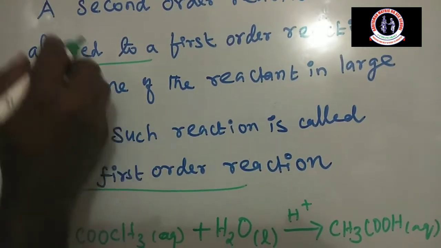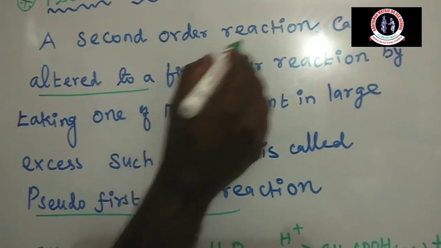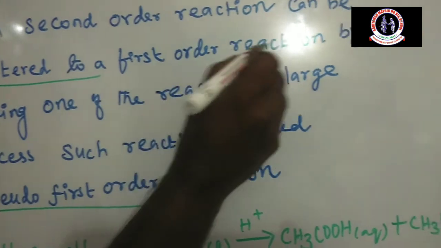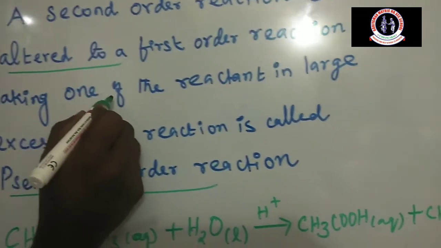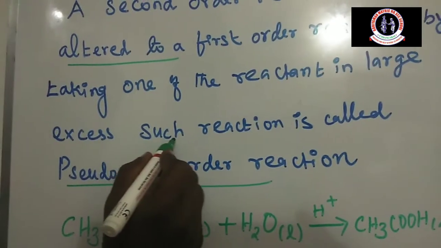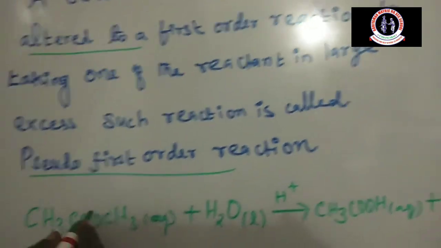Once again, a second order reaction can be altered to a first order reaction by taking one of the reactants in large excess. Such a reaction is called a pseudo first order reaction.